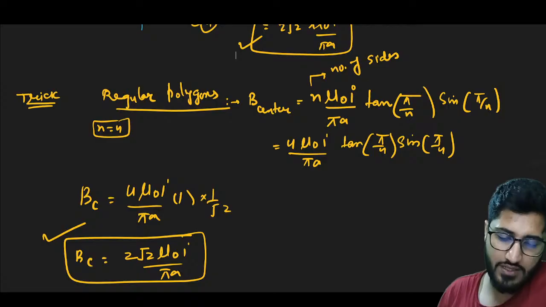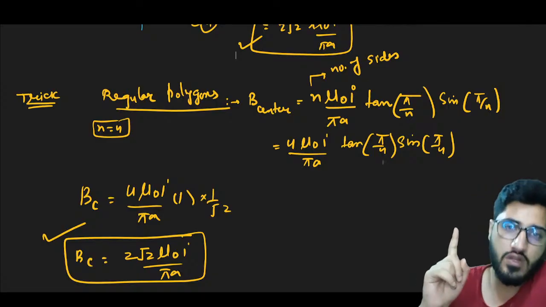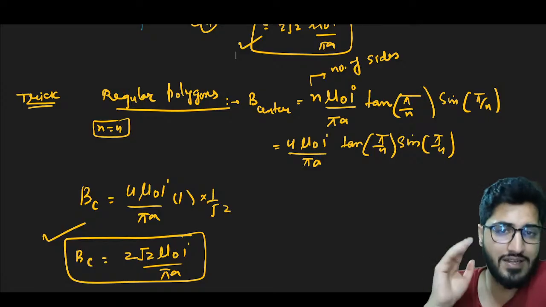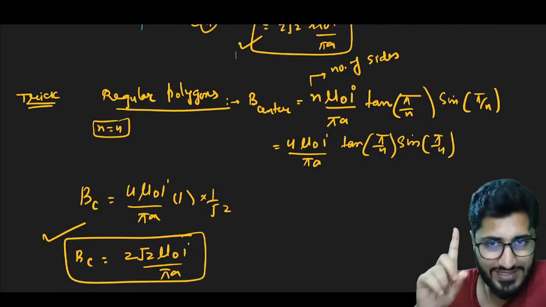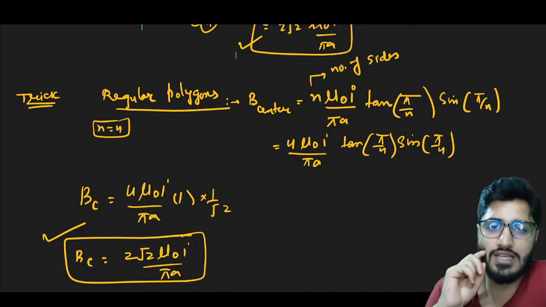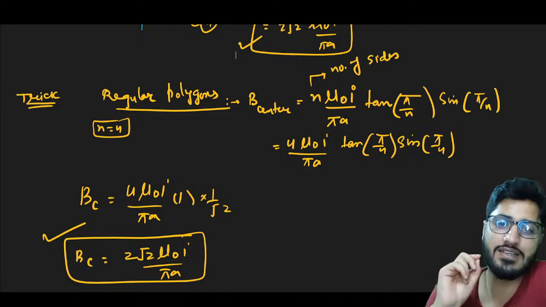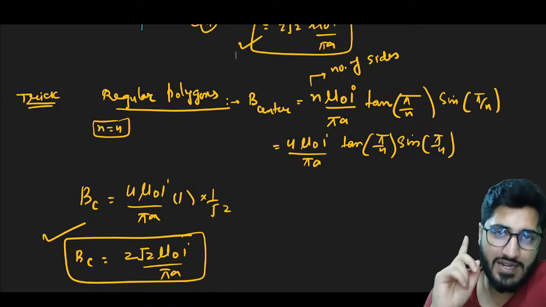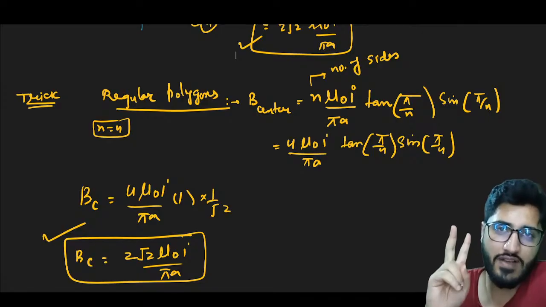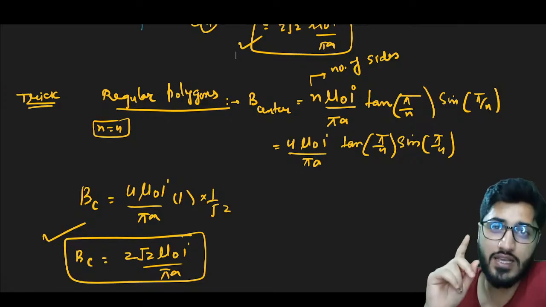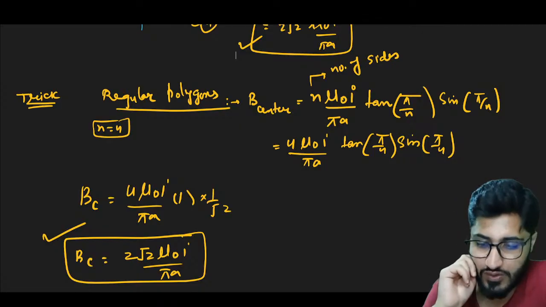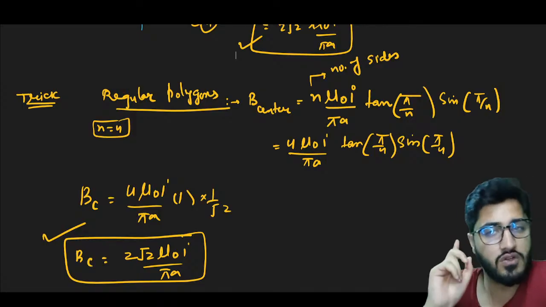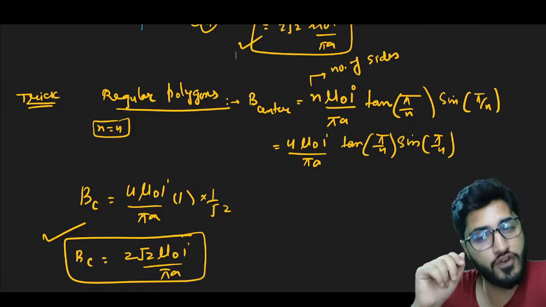So how many things have we done? Firstly, Biot-Savart Law, nu naught I dl sine theta by 4 pi r square. Second formula, due to a straight wire, nu naught I by 4 pi d times sine theta 1 plus sine theta 2. Then we have an infinite wire. For infinite, nu naught I by 2 pi d. Semi-infinite, nu naught I by 4 pi d. So these things we discussed in today's class. In tomorrow's class, we will continue from these numericals.